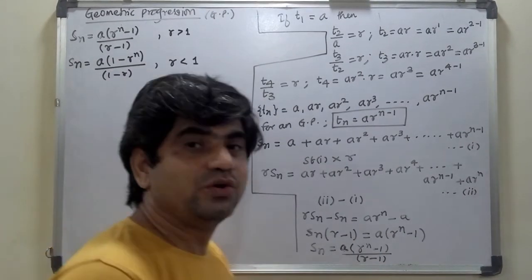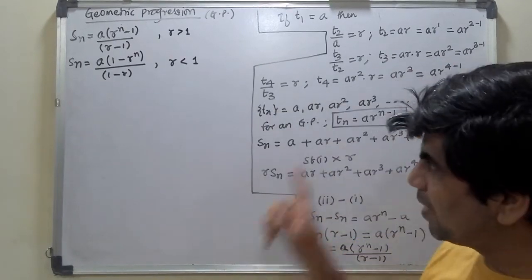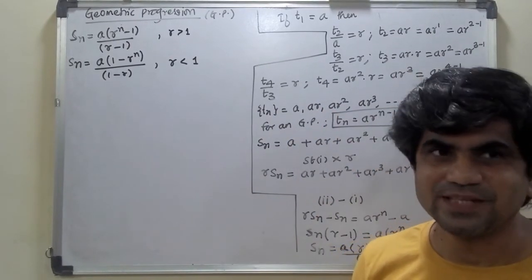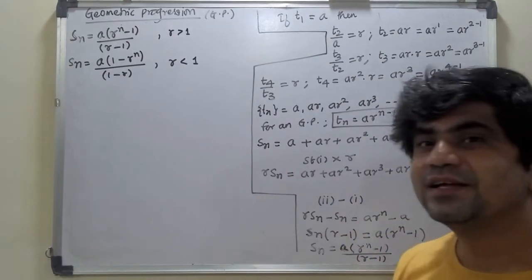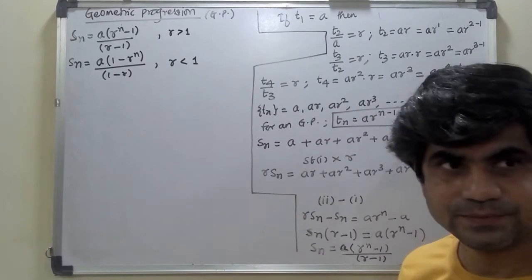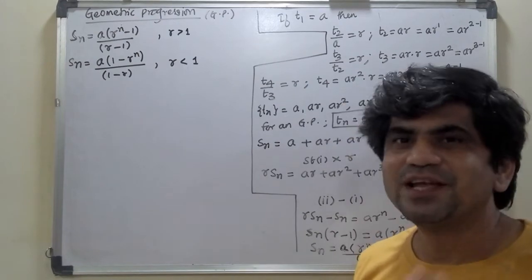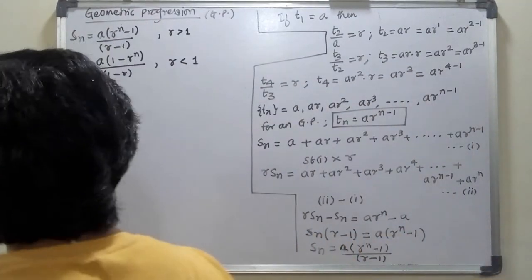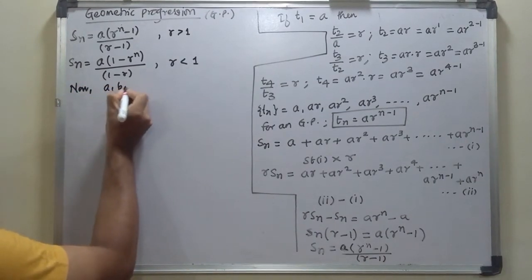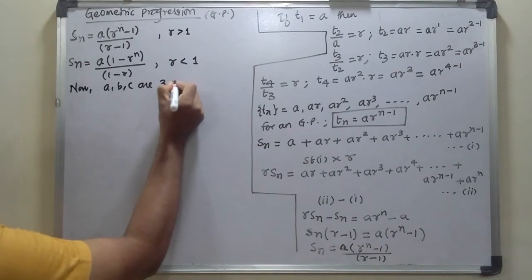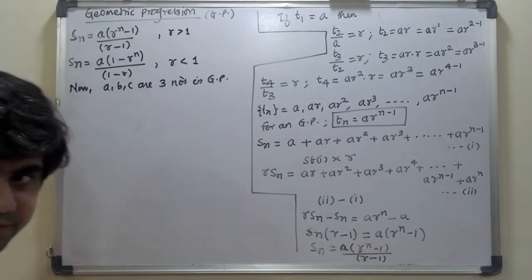Now I will take you to the standard where you will come to know that you have already used this. You may not know the term, but you have used it. I am writing it, and you tell yourself where you have studied it. Now suppose A, B, C are three numbers in geometric progression, right?